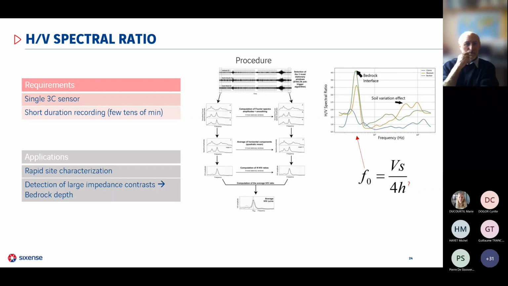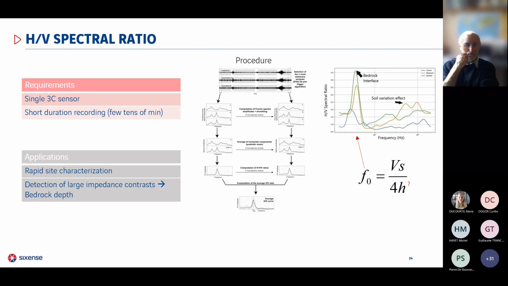So we'll start with the H/V spectral ratio, sometimes called HVSR. It's a method that has existed since the 70s. One measurement of H/V requires the use of only one three-component sensor with continuous recording of a few minutes of ambient noise.